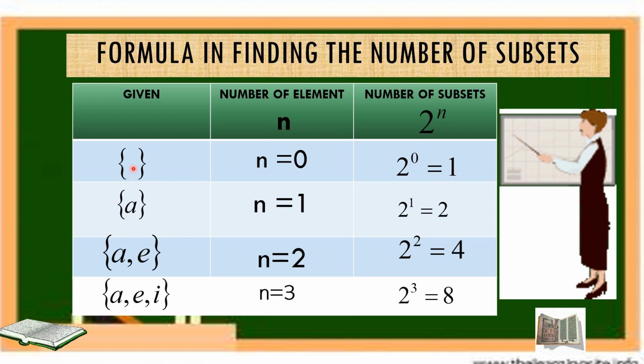If we have 0 elements, that is 2 raised to 0, 2 raised to 0 equals 1, we have only 1 subset. If we have 1 element, n is 1, 2 raised to the first, we have 2 subsets. If we have 2 elements, 2 squared, we have 4 subsets. And if we have 3 elements, 2 cubed, that is 8, we have 8 subsets.